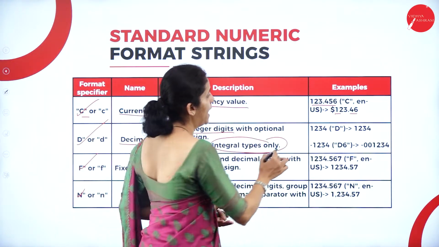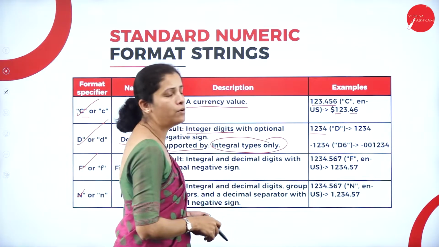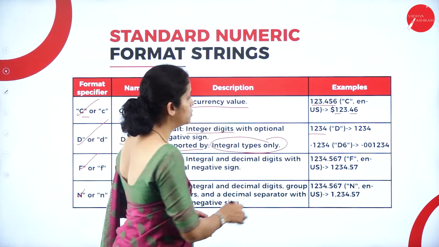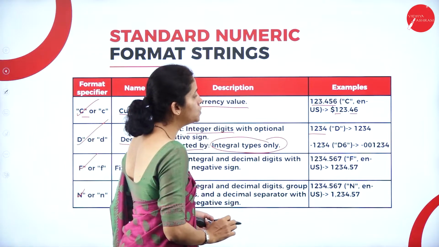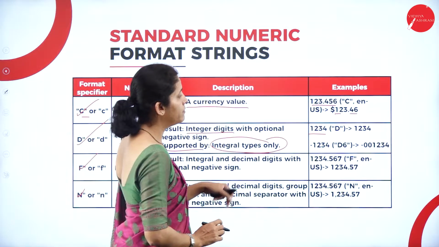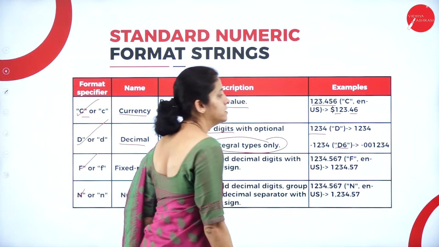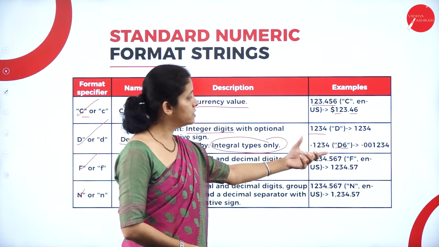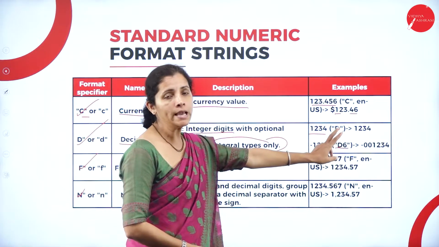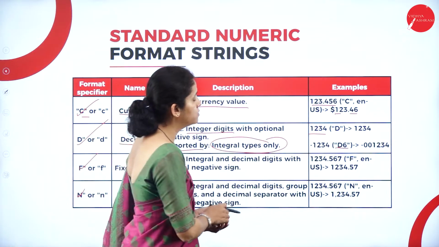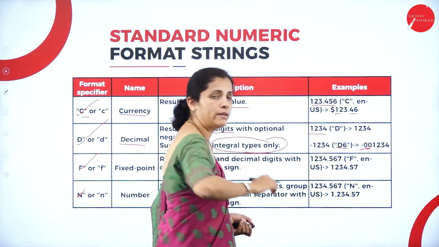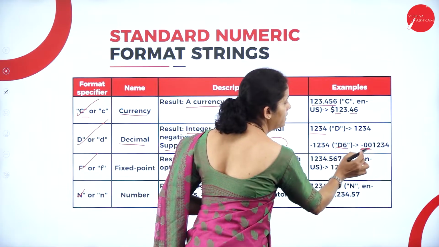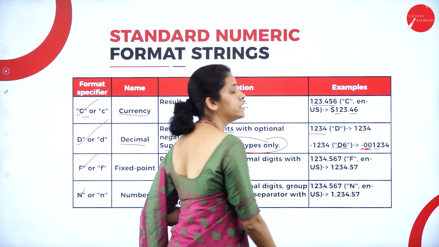So here I have 1, 2, 3, 4, and I want to represent this in the form of decimal. So I have minus 1, 2, 3, 4. Now if I write D6, that means I want to represent this decimal value in 6 digits. So it is minus, and I'm going to place 20 at the beginning. If I place 20, whatever integer value I have won't be affected. So I'll place it at the end, and 1, 2, 3, 4.